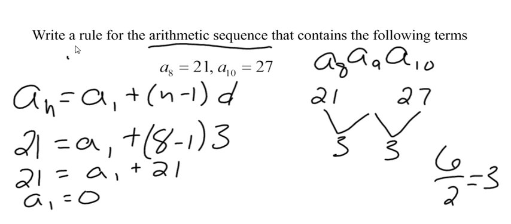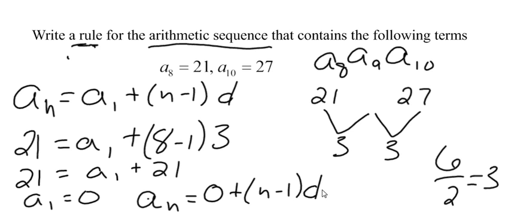Therefore, our rule, which is our expression, the explicit expression for the arithmetic sequence, now becomes a sub n, which is equal to a sub 1, which is 0, plus n minus 1 times our common difference, which was actually 3. Now, to simplify this, get rid of that 0, I'm going to rewrite this as just n minus 1 times 3.